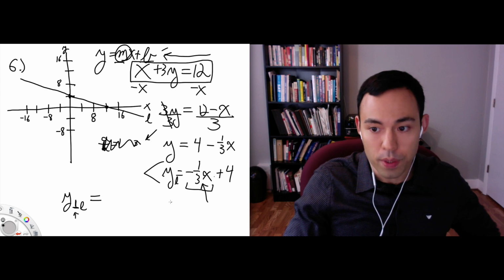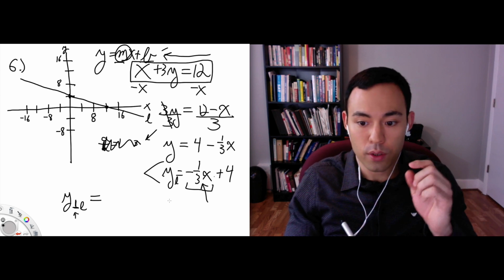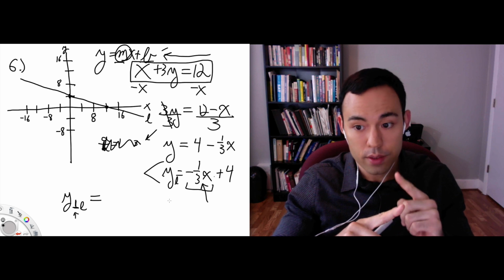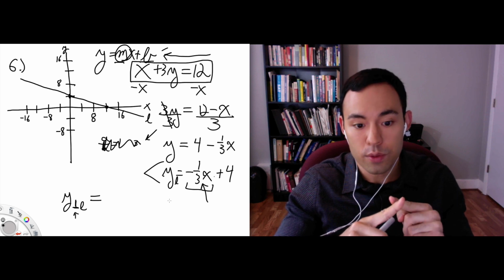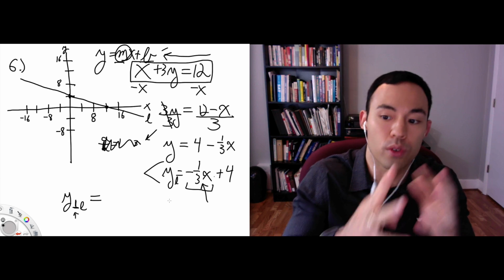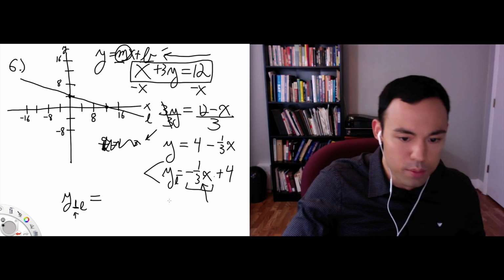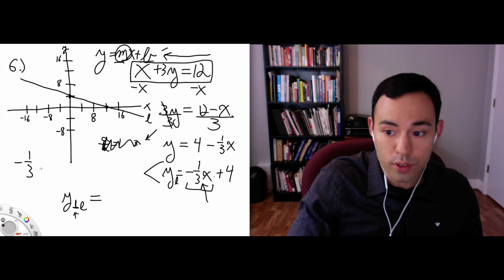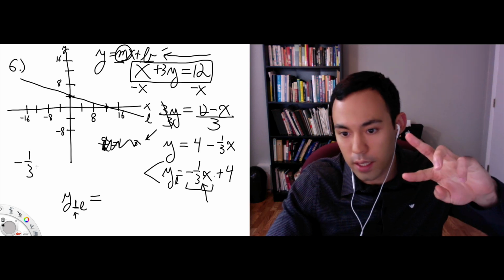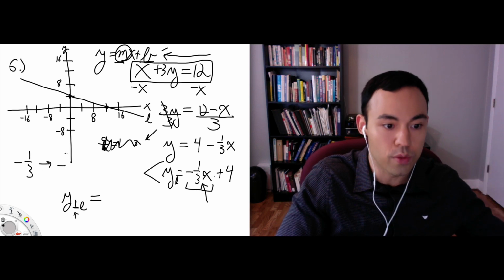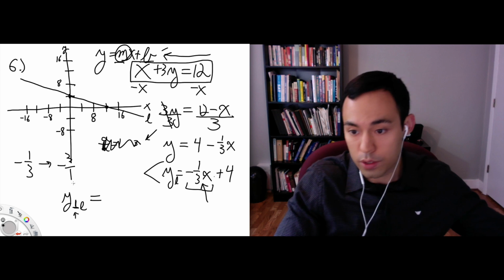I think that bears repeating. Whenever a line is perpendicular to another line, this line's slope is the negative reciprocal. Actually, either line's slope is the negative reciprocal of the other. So what does that really mean? Negative 1/3, its reciprocal just means let's flip the guy. Let's take the numerator and denominator and let them switch places. So here's the reciprocal, negative 3/1, or just negative 3.